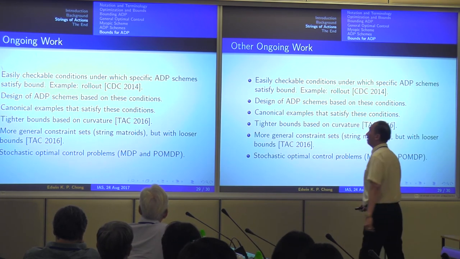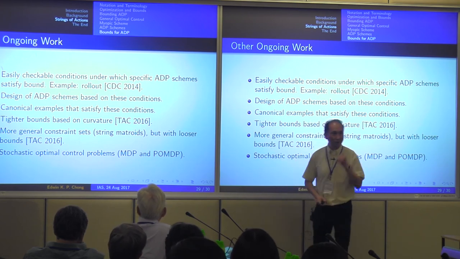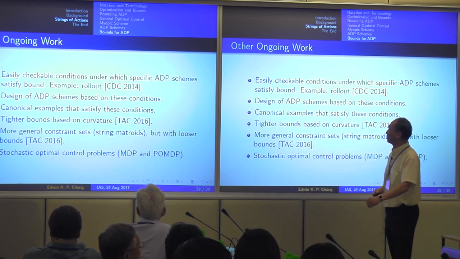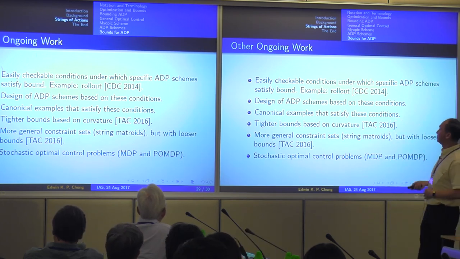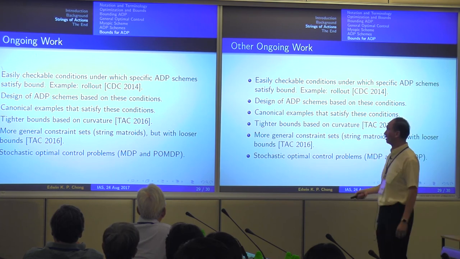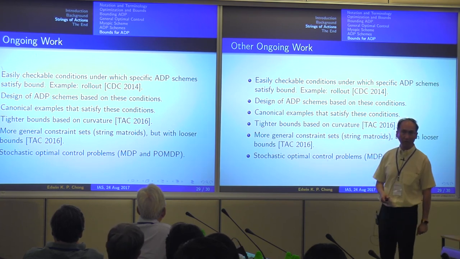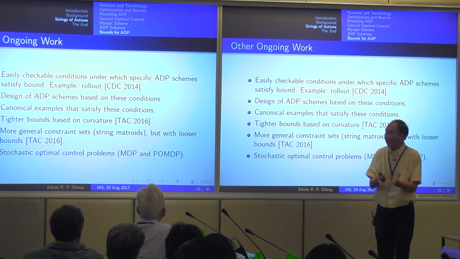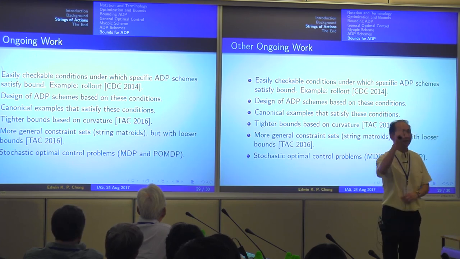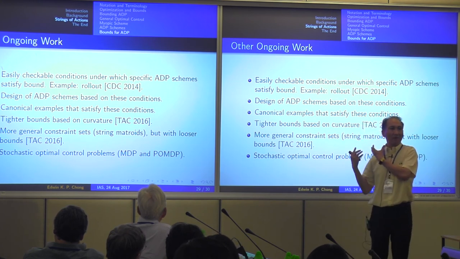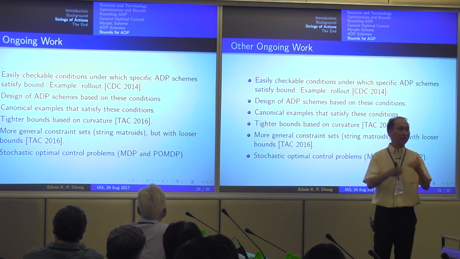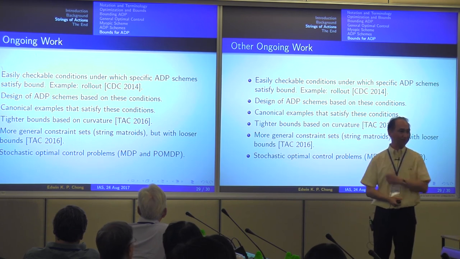All right. Now, I'll tell you some other ongoing work that I have here, and then I'll end, okay? So we're trying to get, of course, easily checkable conditions under which specific ADP schemes satisfy the bound. For example, for rollout, we have a paper from a couple of years ago. We want to design ADP schemes based on these conditions. In fact, I'm going to propose that this may be a framework that provides a definition for what is a good ADP scheme. What's a good ADP scheme? A good ADP scheme is a scheme for which the f I showed you is submodular.